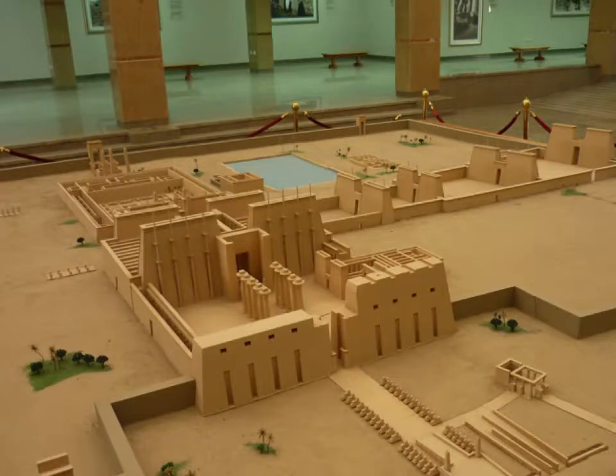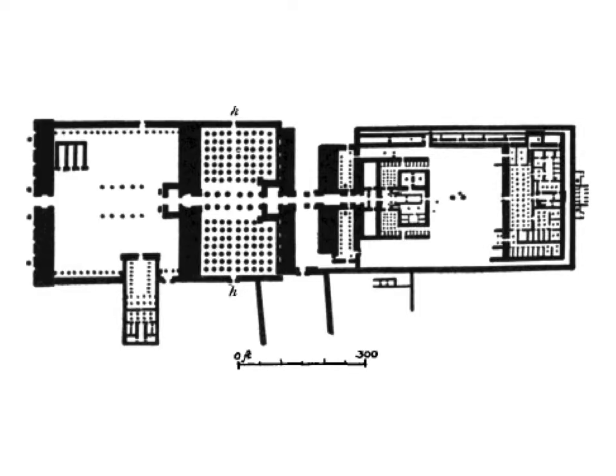So here we can see a model of an Egyptian temple at Karnak, the largest Egyptian temple. So as you come in, there's two big slabs with the door in the middle. That's a very Egyptian feature of their religious spaces.